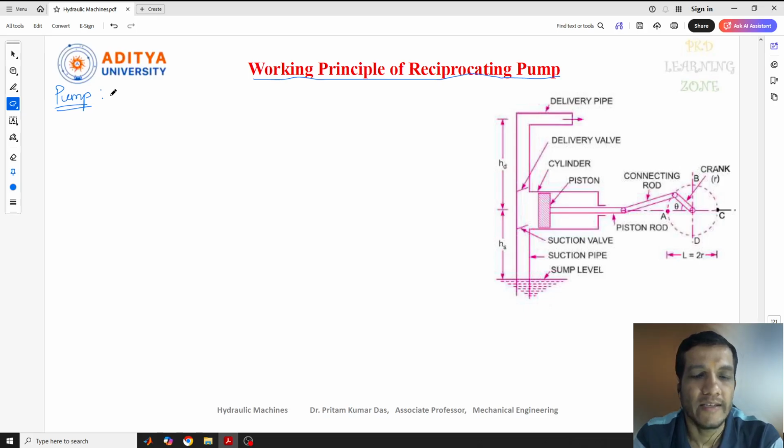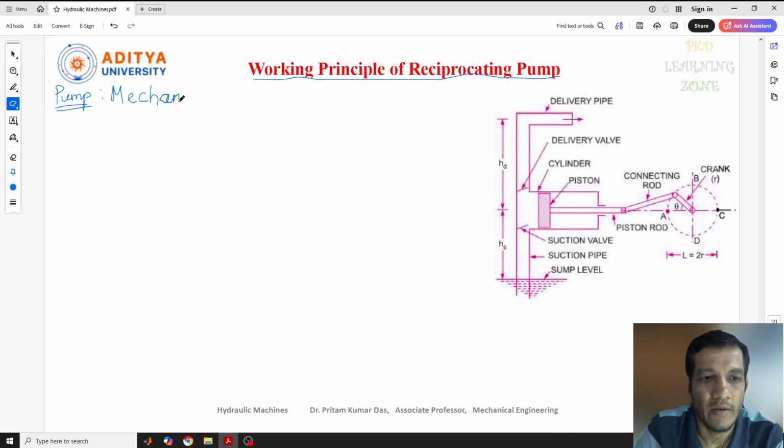Hydraulic, in the sense that we consider liquid, and it may be any kind of liquid. The pressure energy will create more pressure in the fluid. That's why, when mechanical energy is converted to hydraulic energy, it creates more pressure in the fluid. So the first thing we can write: a pump is a mechanical device, or a part of hydraulic machines.